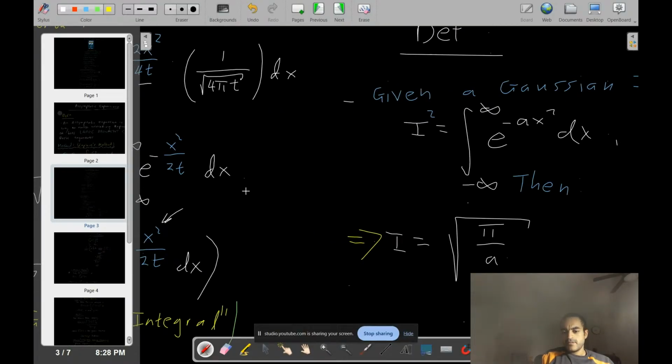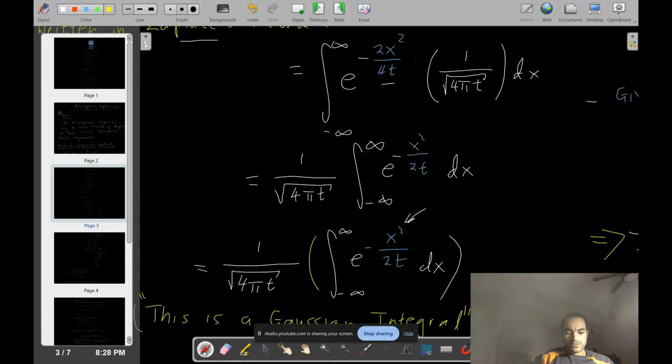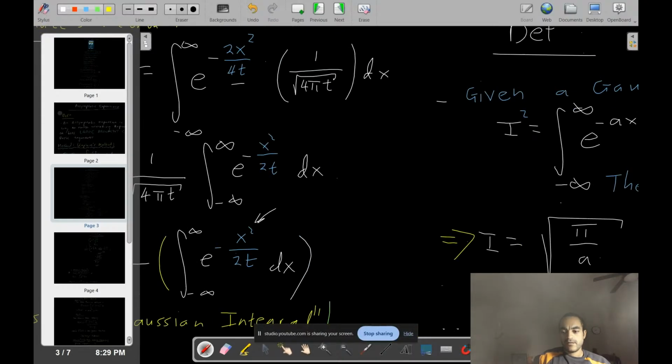Given that information, we want to integrate e to the negative x squared over 2t. Think of a in this case being negative 1 over 2t. The t has to be included. It's a constant. We're integrating with respect to x, so t is a constant, just like the negative 1 over 2. Anyone want to take a guess how that integral will be if I apply this definition?